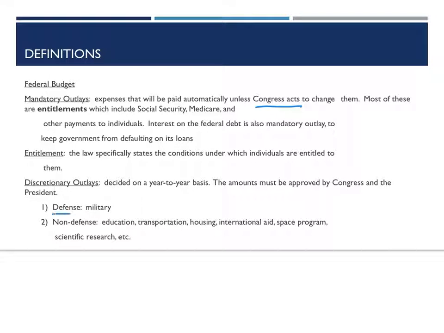But there's really only two sections. Defense and non-defense. There's only two parts to the pot. If you raise the money you give to defense, that means you have to decrease the percentage that you give to non-defense. If you increase how much you give to non-defense, like education or housing or the space program, then you have to decrease the amount that goes to military. It's one pot, and however you split it, you have to take away from one to give to the other.